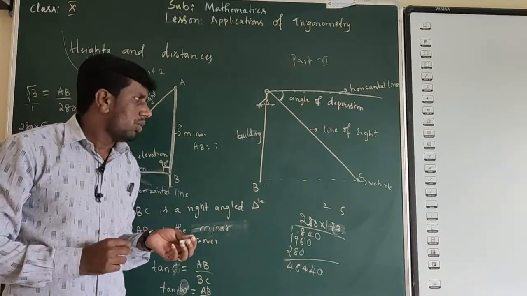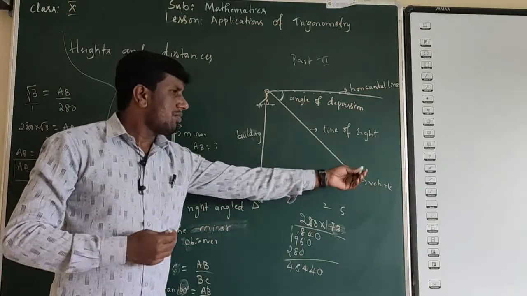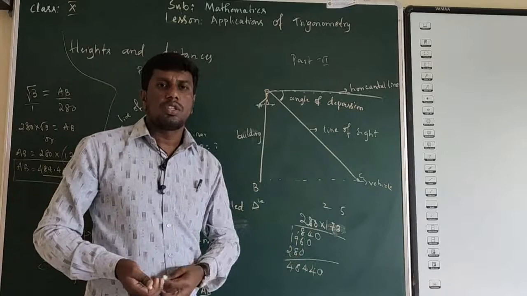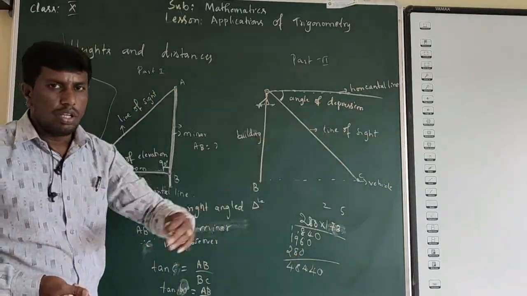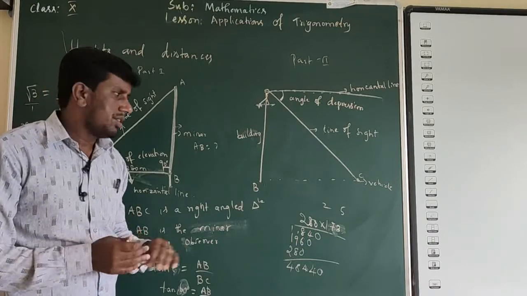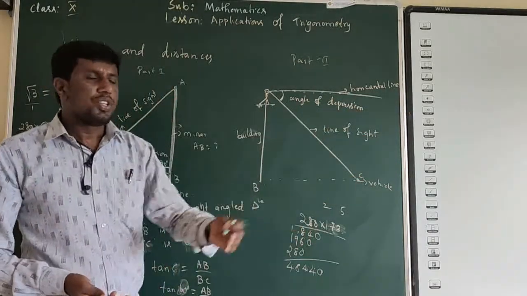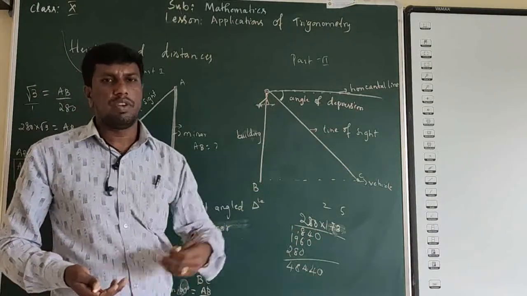Okay. So you can ask me, sir, the vehicle will be at some distance from the building, we can go directly and measure the distance between the building and the vehicle, right? All right, that is very easy. Instead of taking all these concepts and applying trigonometry, you can go and measure it very easily.